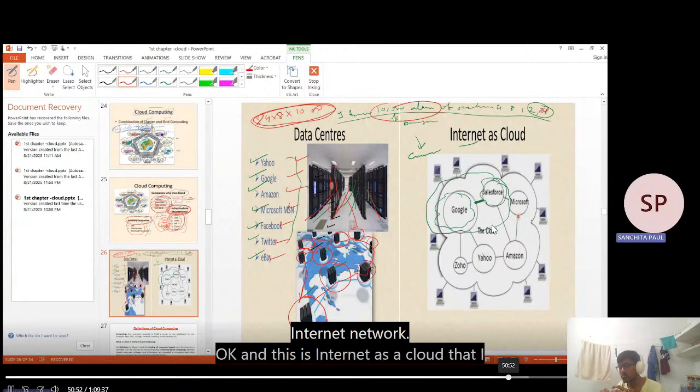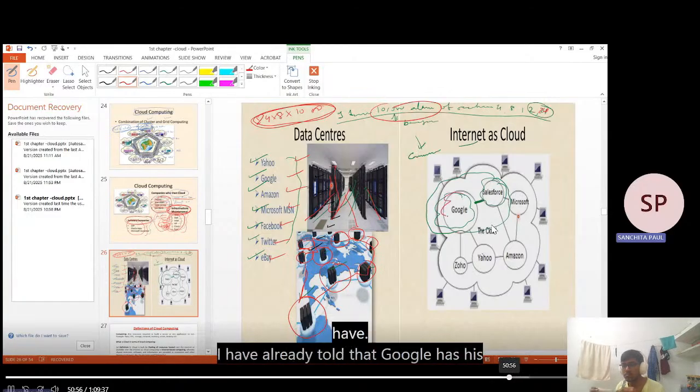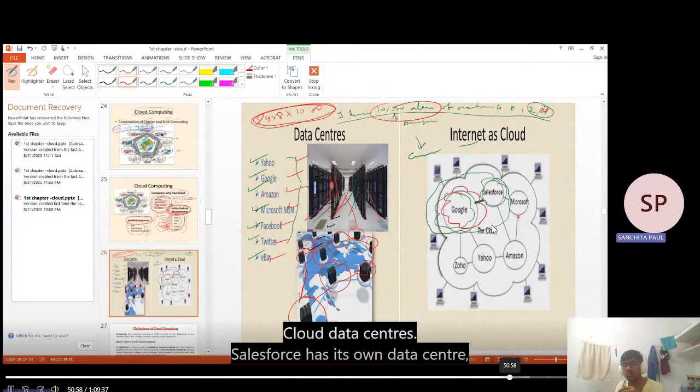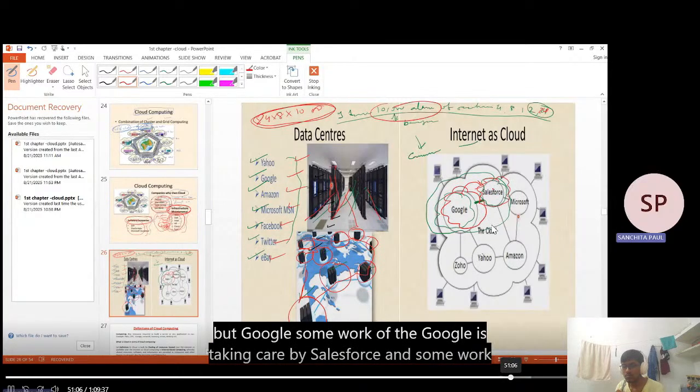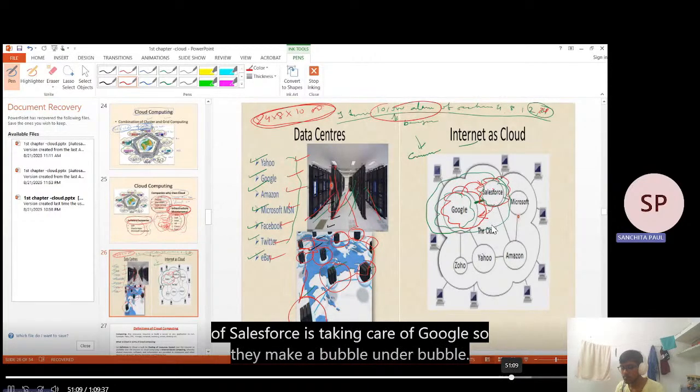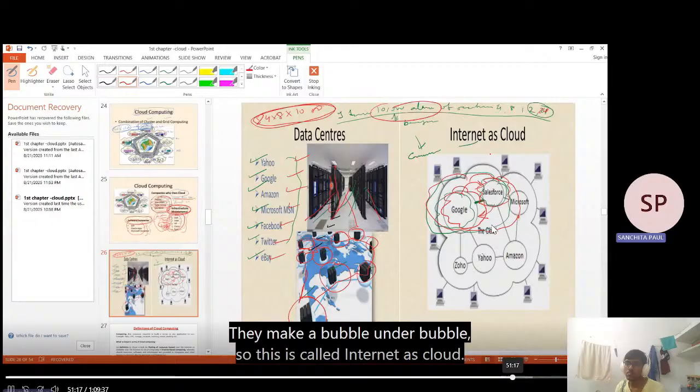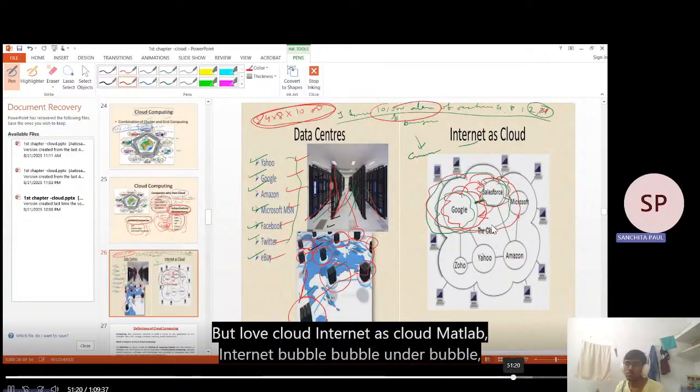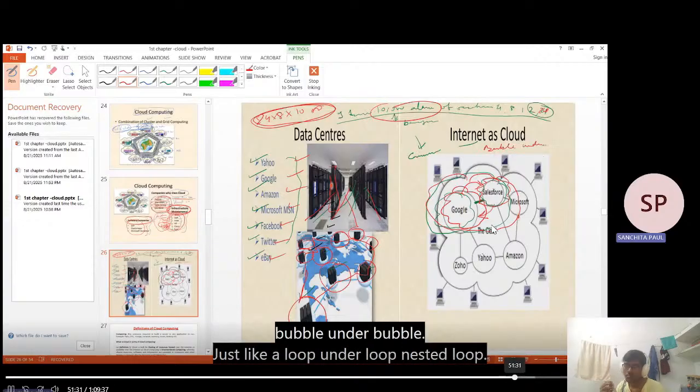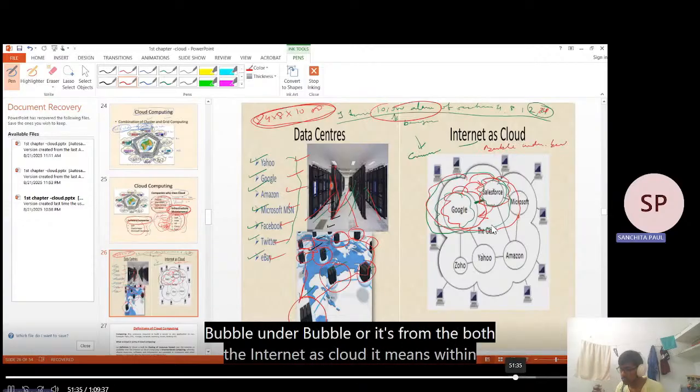Okay, and this is internet as a cloud. I have already told that Google has its own cloud data centers, Salesforce has its own data center, but some work of Salesforce is taken care of by Google. So they make a bubble under bubble. This is called internet as cloud. What does internet as cloud mean? Its bubble is what we call bubble under bubble, just like a loop under loop, a nested loop, similarly bubble under bubble. And this we call internet as cloud.